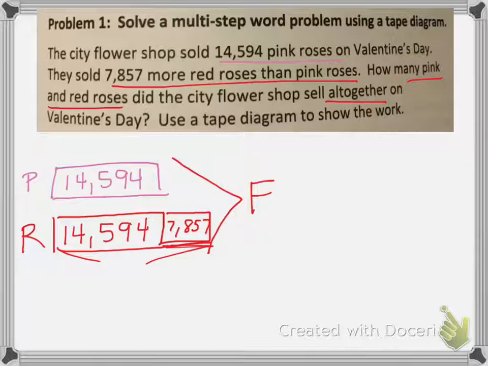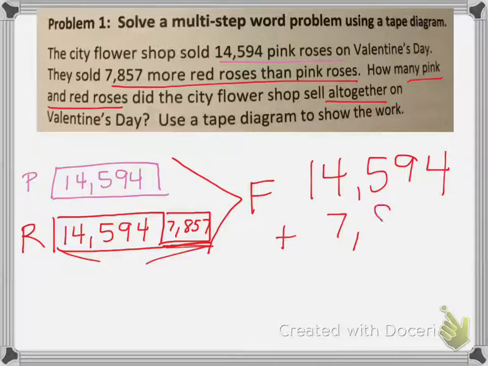So let's start with 14,594 plus 7,857. Notice how I'm lining up those digits. Ones, tens, hundreds, commas, thousands, and 10,000s are all lined up. Okay, so starting with the ones. I'm going to move kind of slow on this, so if you can beat me to the next digit by adding, go ahead and do that.